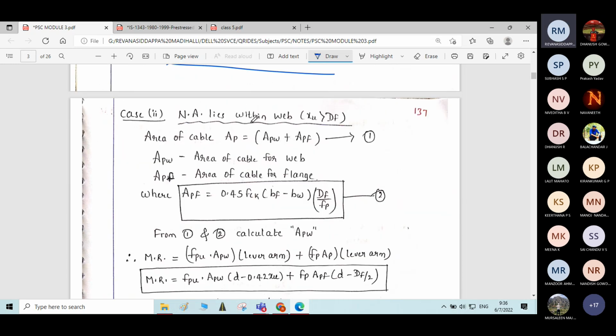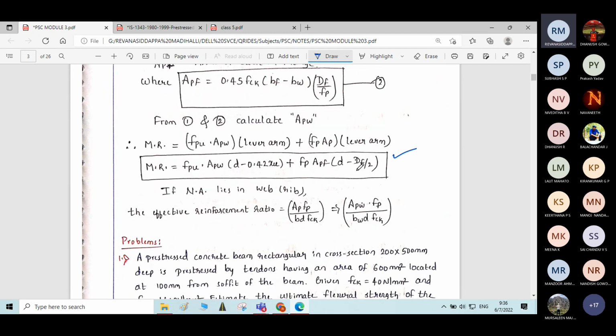If the neutral axis lies within the web, that is, if X is greater than DF, then we have to utilize the formula for moment of resistance which is given here. This formula is not given in the code book. You need to remember this formula. If the depth of neutral axis lies within the web, then you need to use this formula for finding the moment of resistance, not the one which is given in the code book.